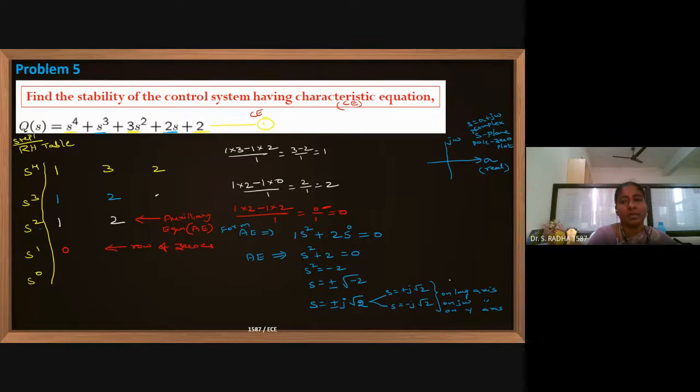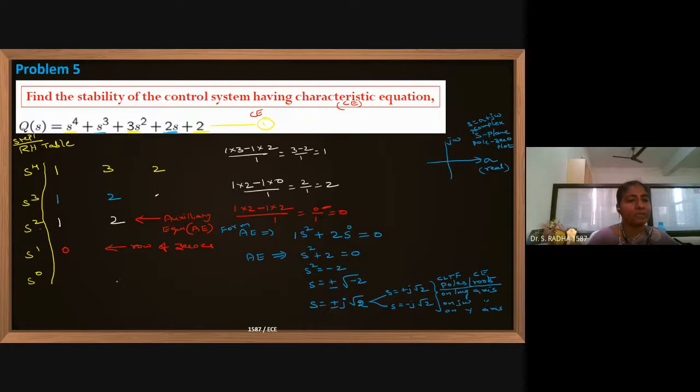Now these are the poles, or roots of the characteristic equation. Poles means it is for the closed loop transfer function, the denominator of the closed loop transfer function. The poles of the closed loop transfer function are roots of the characteristic equation. They are present on imaginary axis.